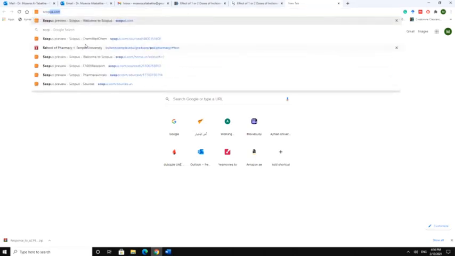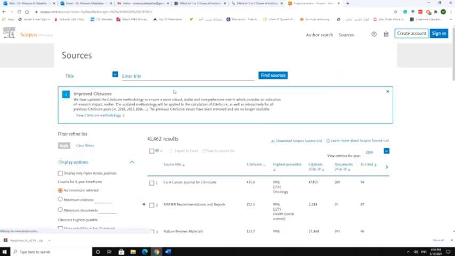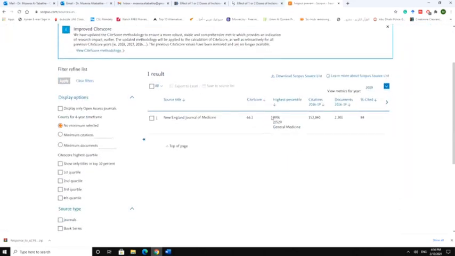If I go to Scopus, I want to show you how strong these journals are in the field. Okay, this is the New England Journal of Medicine. If I click on it, look at what you see here. It's 99%, which means it's among the top. It's among the top journals, and in general medicine it's number 2. Its rank is number 2 among 529 journals. Let me go to the other one.